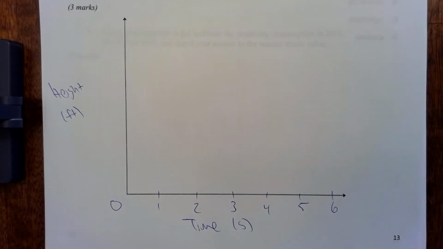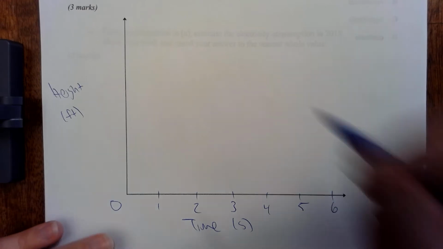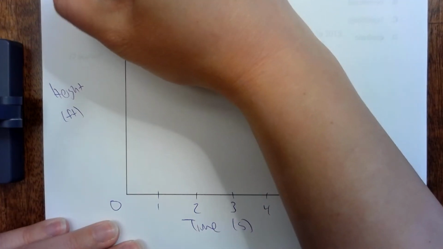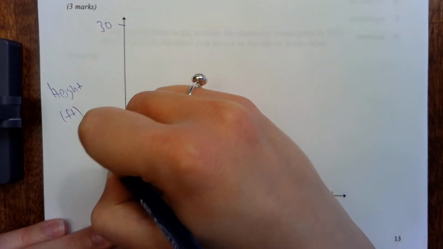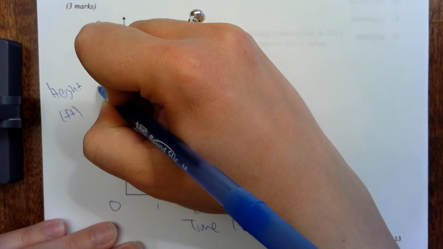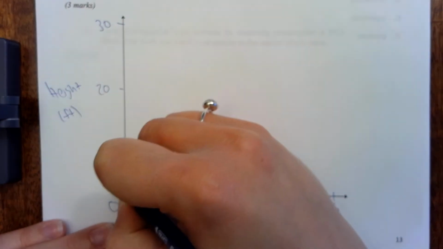And then in terms of the y direction, we're going from 0 to 26. So I'm going to try and go from 0 to 30, because I think that's a little bit easier to do. I'm going to try and split this up as evenly as I can. I think I'm just going to go up by 5s.